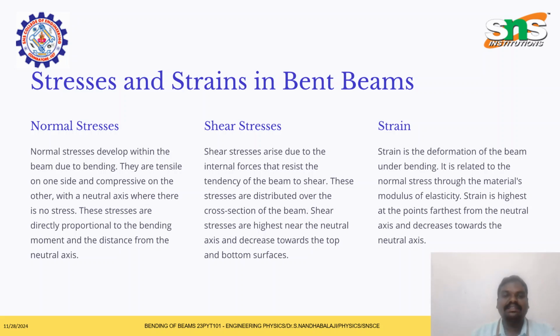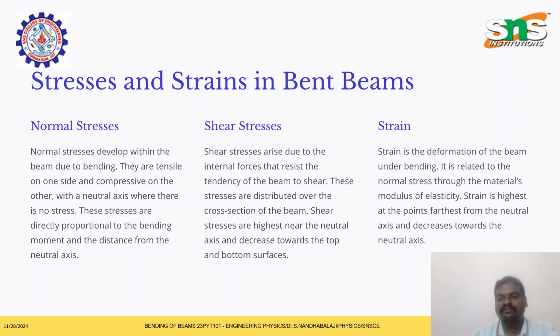And the second one is shear stress. Shear stress arises due to the internal forces that resist the tendency of the beam to shear. These stresses are distributed over the cross section of the beam. Shear stresses are highest near the neutral axis and decrease towards the top and bottom surfaces.